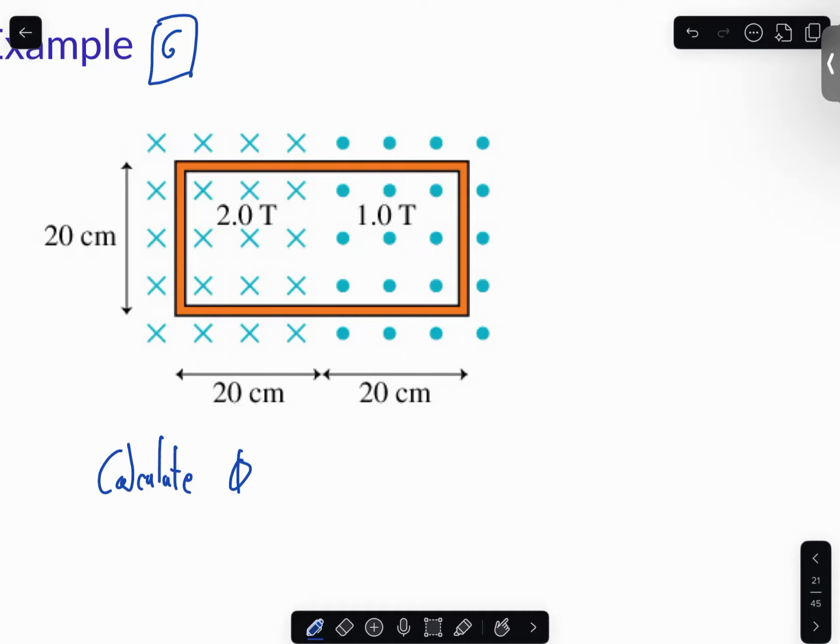So you'll add them, but one of them is in the opposite direction. So one of them has a minus sign. Yes. Doesn't matter which because we haven't defined the direction of flux.